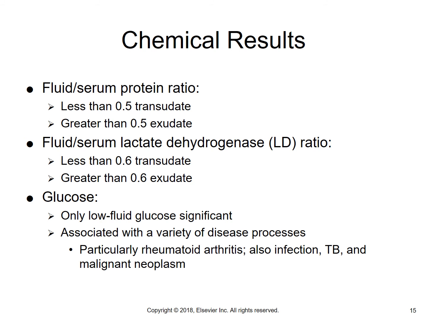Now from these values, a fluid to serum total protein ratio and the lactate dehydrogenase fluid to serum ratio can also be determined. And these ratios provide a means to diagnose a transudate from an exudate. So here are some values. If it's less than 0.5 for the total protein ratio, it is a transudate. Greater than 0.5, an exudate. Similarly with the LD ratio from fluid to serum, if you have less than 0.6, you have a transudate, and a greater than 0.6 would be an exudate.